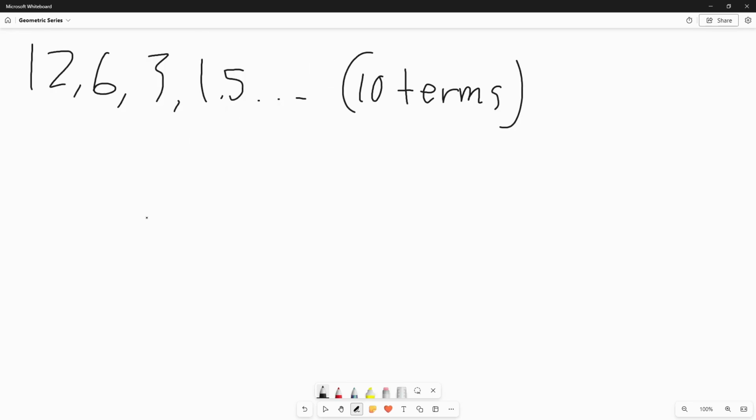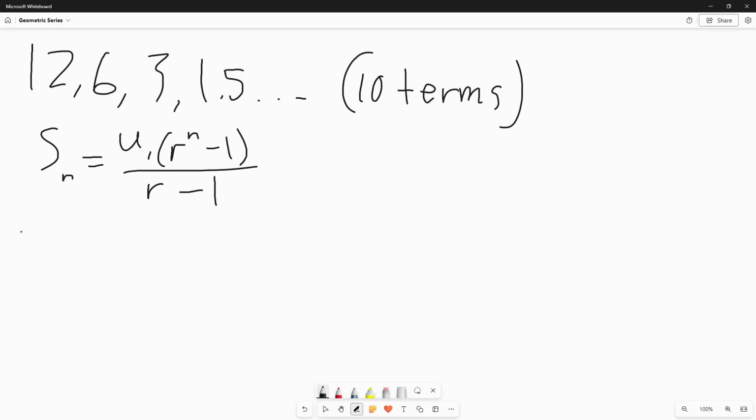So if we have this sequence, how can we find the sum of all of the terms inside the sequence? Well, first, let's just write out the formula to find the sum, or the series, of any sequence. So Sn is equal to U1 times (R to the n minus 1) over (R minus 1).